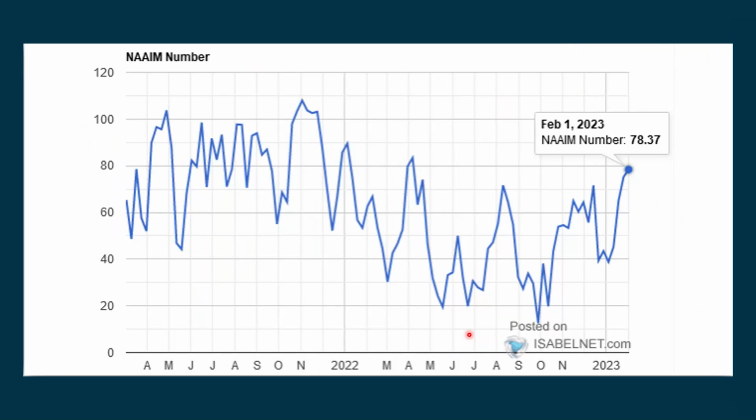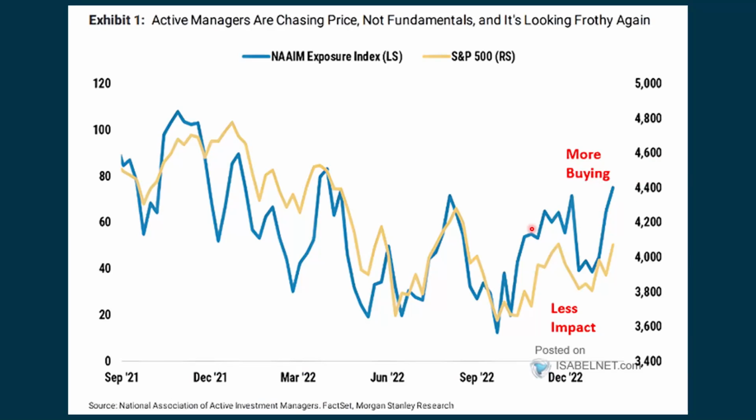I did show this chart in the weekly update of the active asset managers, just showing how they're giving a reading of 78.37. The reason I included that is because of this next chart. That's the blue line going up where there's more and more buying. And it says here that active managers are chasing price, not fundamentals, and it's looking frothy again.